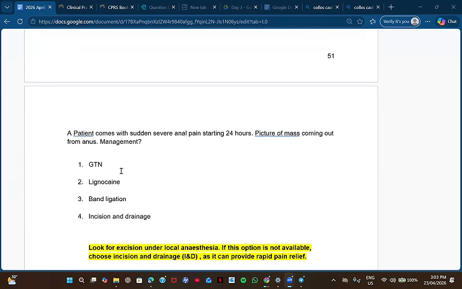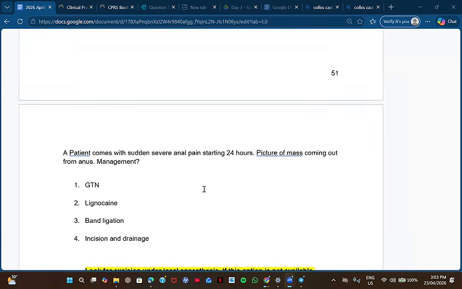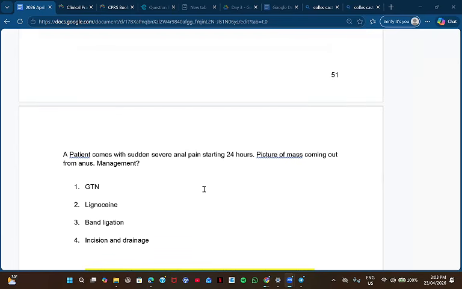Next question. Patient comes with sudden severe anal pain starting 24 hours ago. Picture of a mass coming out from the anus. Management. So what could it be? What could it be, doctors? Tell me.